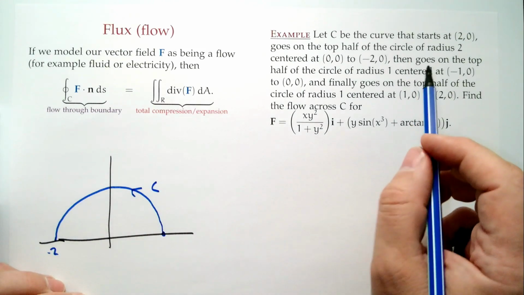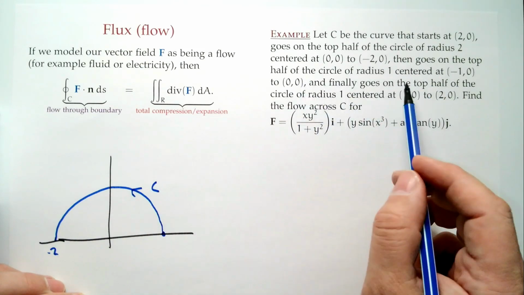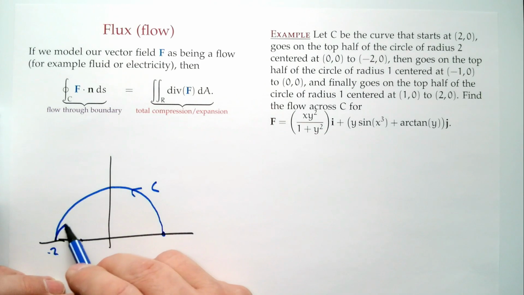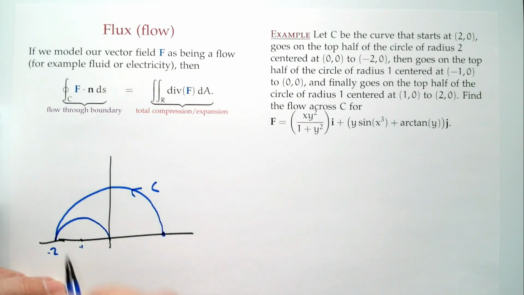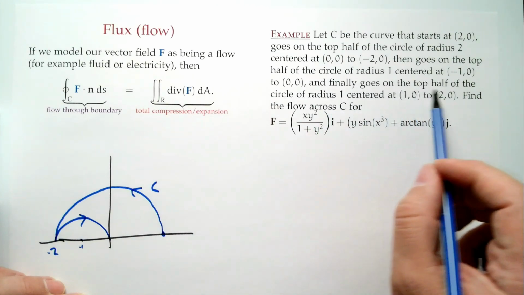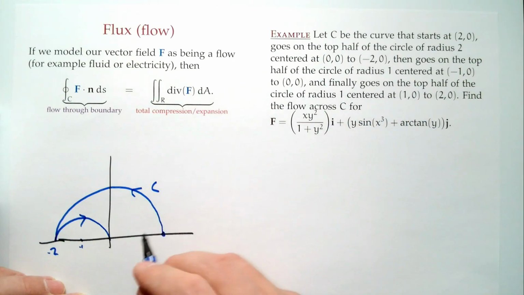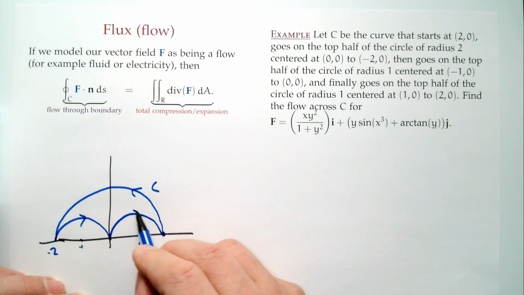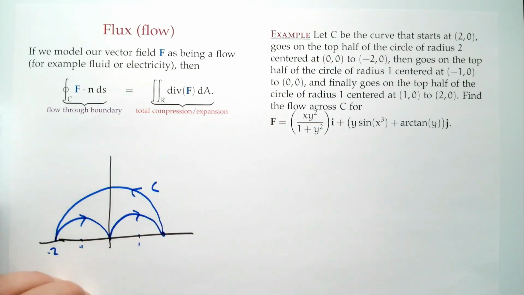And then we're not done yet. Then it goes on the top half of a circle of radius 1, centered at (-1, 0), to (0, 0). So if we're centered at negative 1, we come along here. There's our second part. And then we finally go on the top half of the circle centered at (1, 0) to (2, 0). So the top half again. There's the third part of our curve. So our curve has this shape here. The question is, let's find the flow across our curve for this particular value of F.